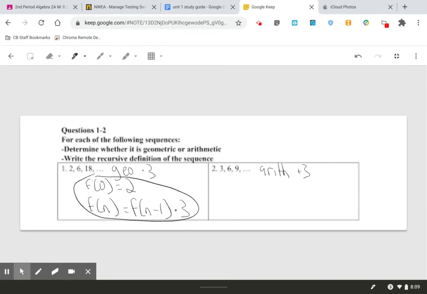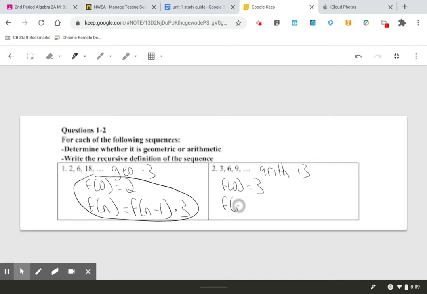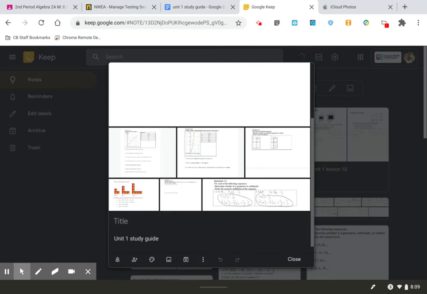For number 2, my starting term, f of 0, is going to equal 3. And then it's an arithmetic sequence in which we're adding, so we're going to use this one right here. So f of n equals f of n minus 1 plus 3. And there is your recursive definition for number 2. So that is it for questions 1 and 2.